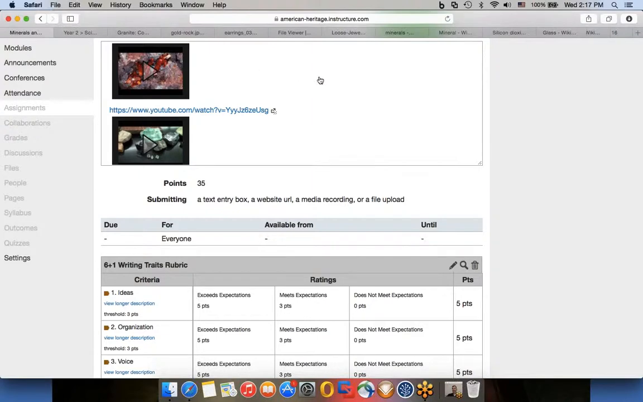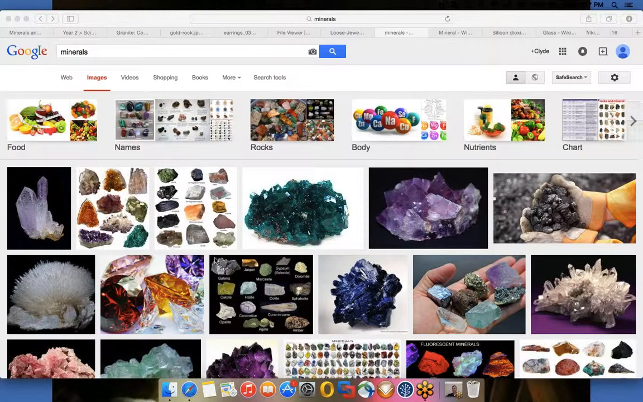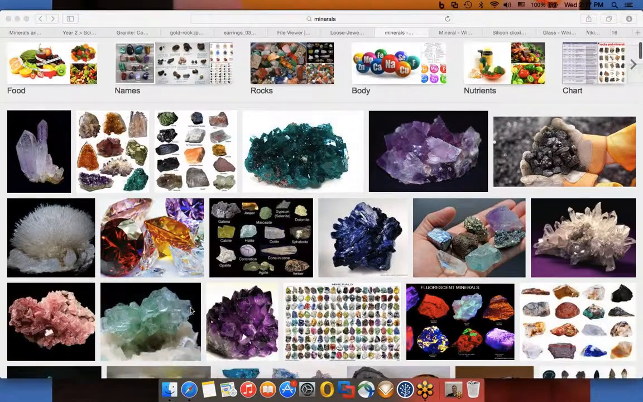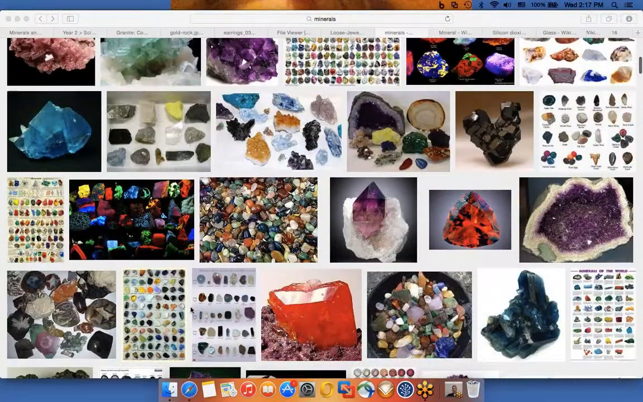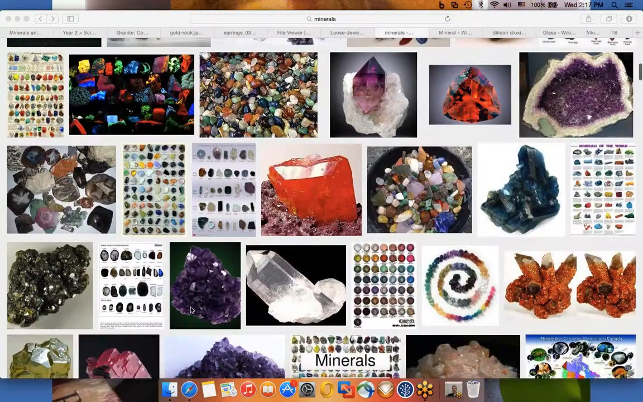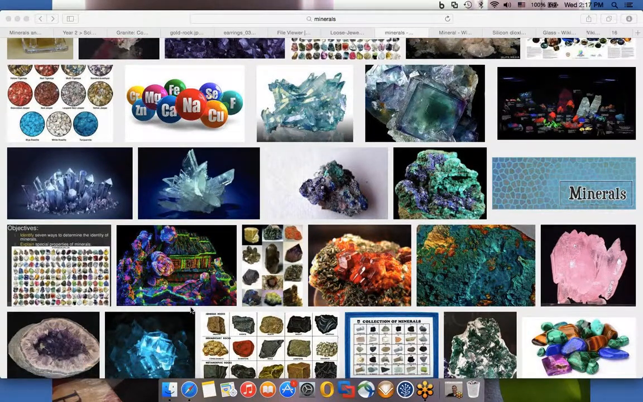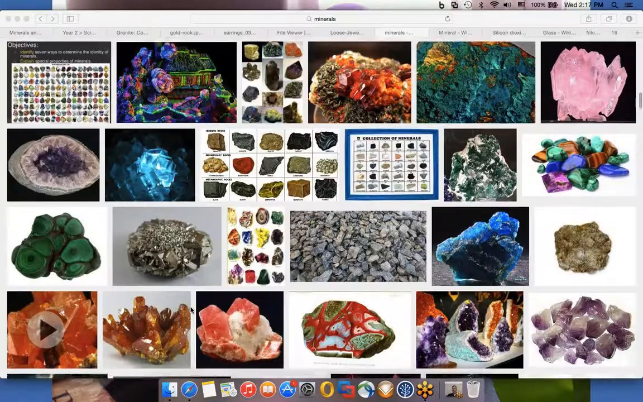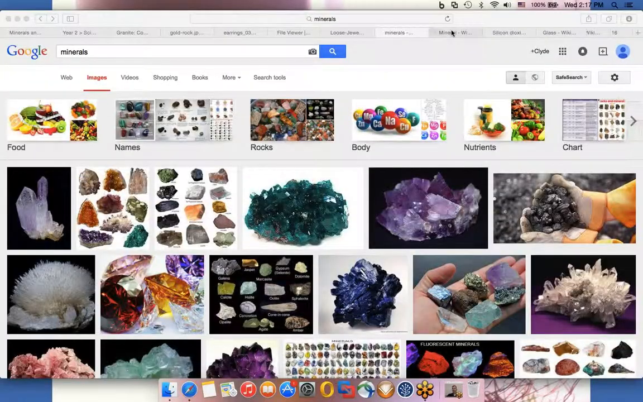Okay, so let me see. Here I did a quick look at mineral images in Google, and we have lots of different pictures. Sometimes most of them are unidentified minerals, but having close to 5,000 types of minerals, you can see that there's probably a lot to see on that.